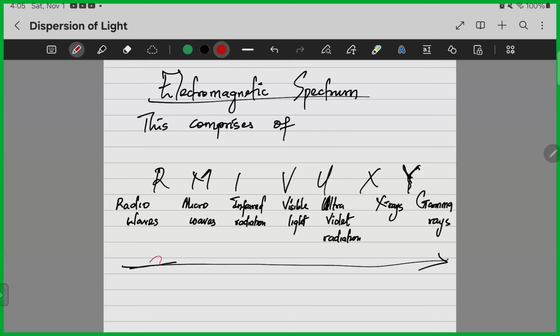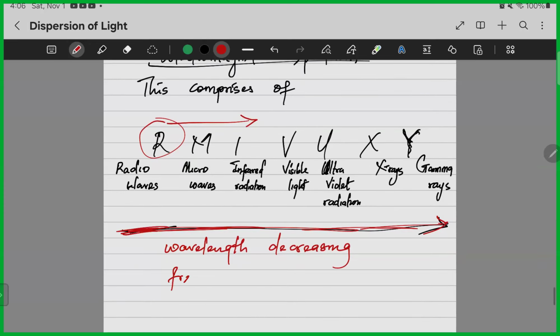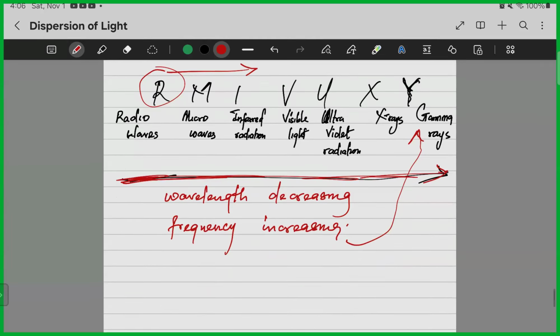When you want to know most of the features, as it goes from left to right, wavelength is decreasing. What does that tell you? It means radio waves have the highest wavelength because it's decreasing. Then also frequency is increasing, so gamma rays have the highest frequency. Just keep these two points in mind, and also keep that acronym. You'll be able to remember these things.